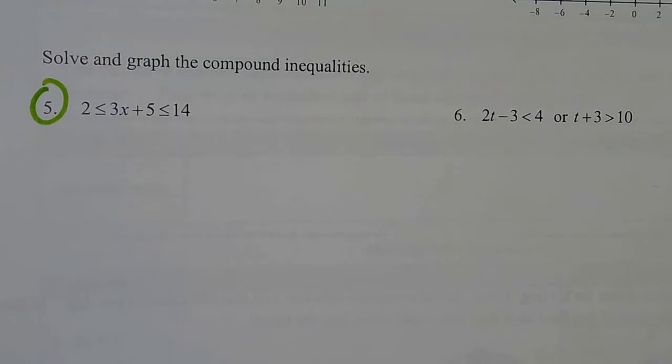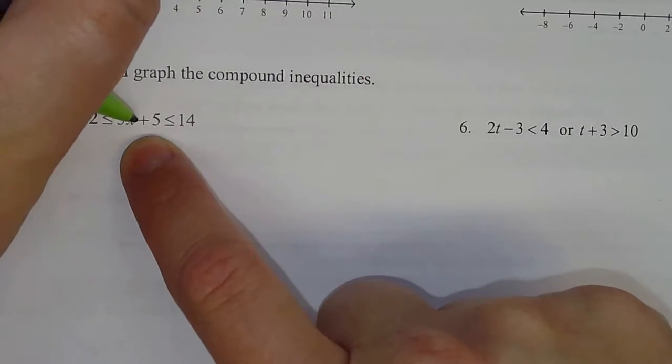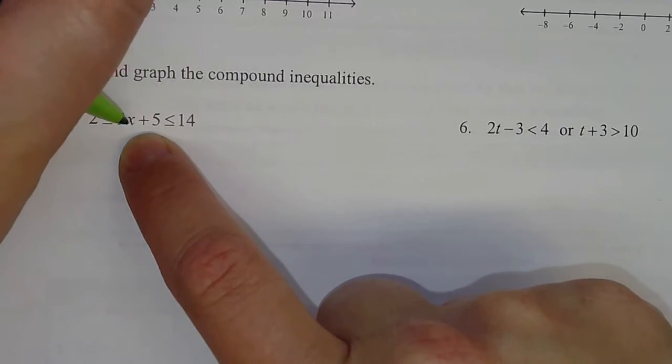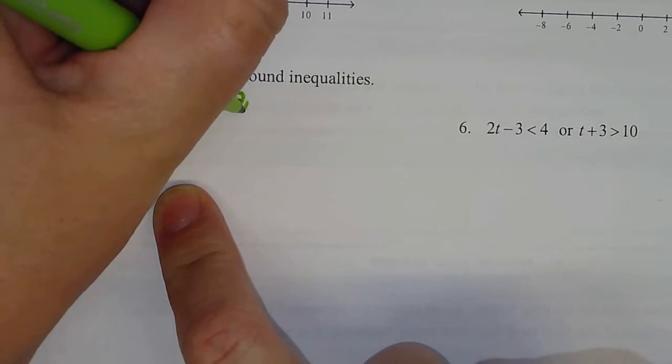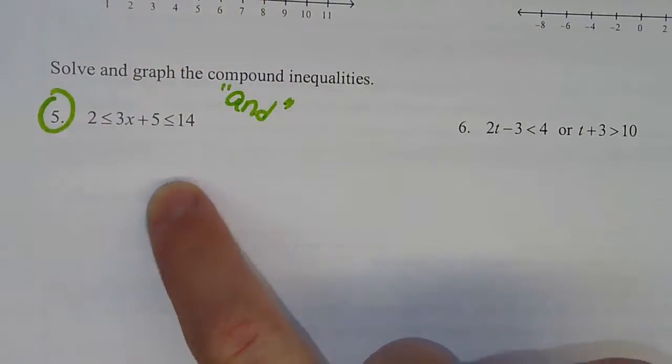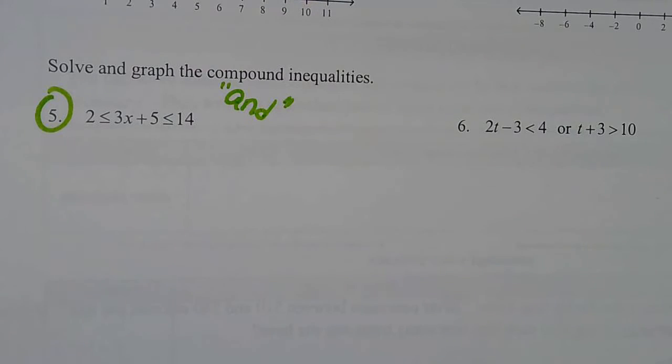So we have 2 is less than or equal to 3x plus 5, which is less than or equal to 14. This is a compound inequality. You're going to end up solving, and then it'll give you an answer. There's no "or" or "and" involved in here, but because your x is in between, do you see how your x right here is in between the inequality signs? This would be considered an "and" compound inequality.